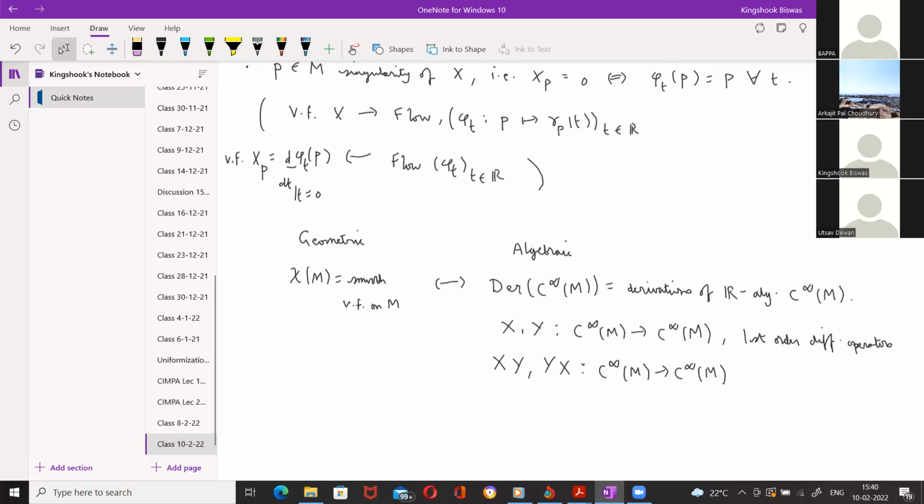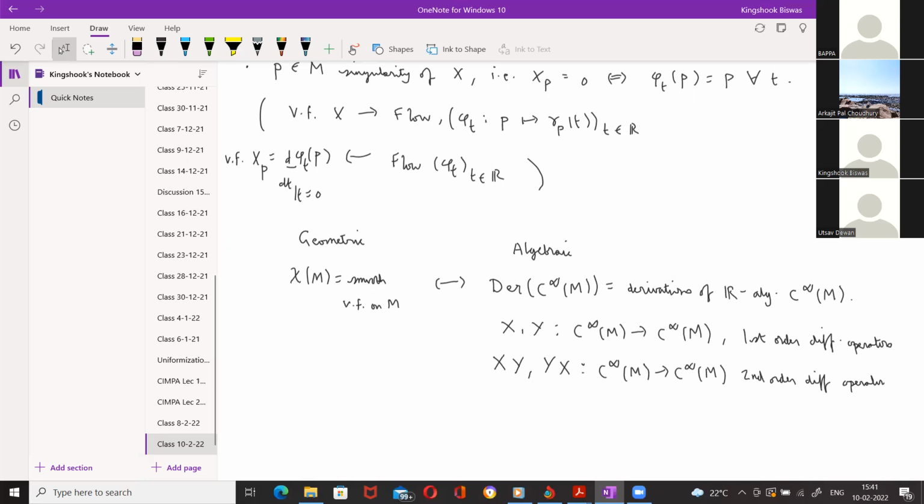So when I compose these two first order differential operators, XY and YX, these will be what are called second order differential operators. So for example, X could be, in a local chart, ∂/∂xi. If I do ∂/∂xi twice, compose ∂/∂xi with ∂/∂xi, then I get the second order operator ∂²/∂xi², right?